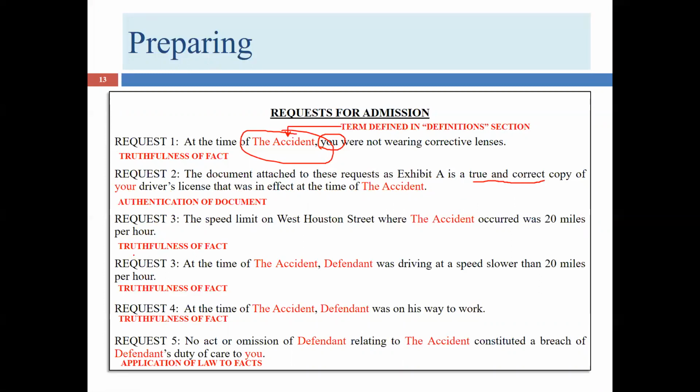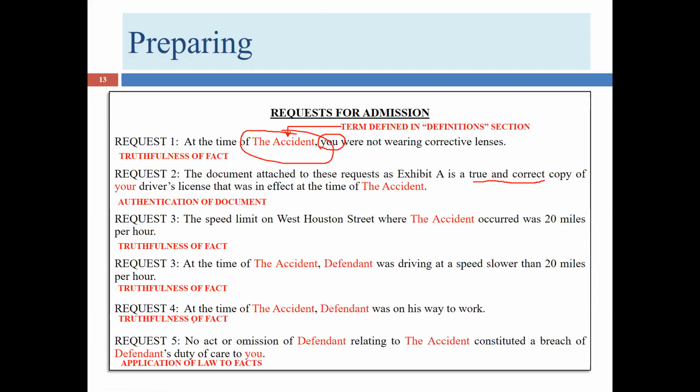Request number 3, again, we're going for the truthfulness of fact. The speed limit on West Houston Street where the accident occurred was 20 miles per hour. Again, another truthfulness. At the time of the accident, defendant was driving at a speed slower than 20 miles per hour. Number 4, at the time of the accident, defendant was on his way to work.